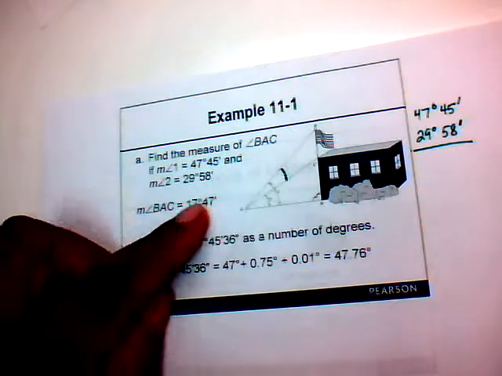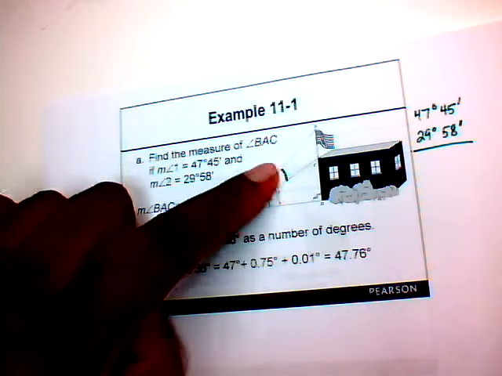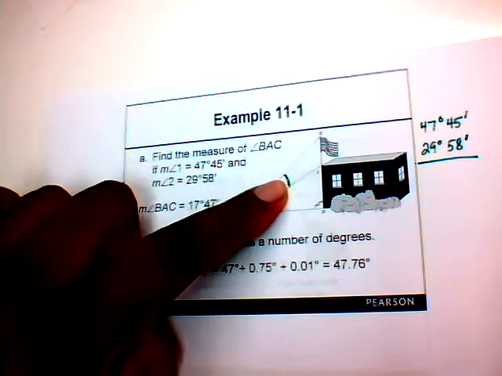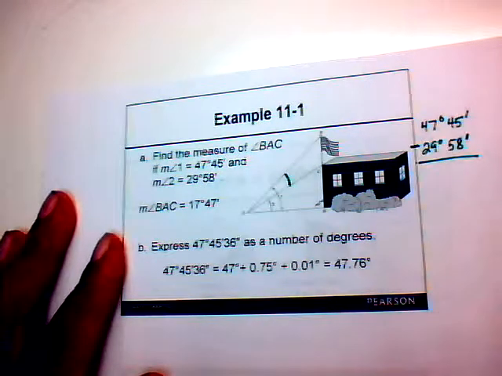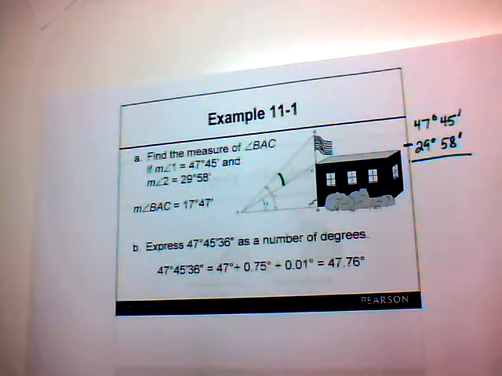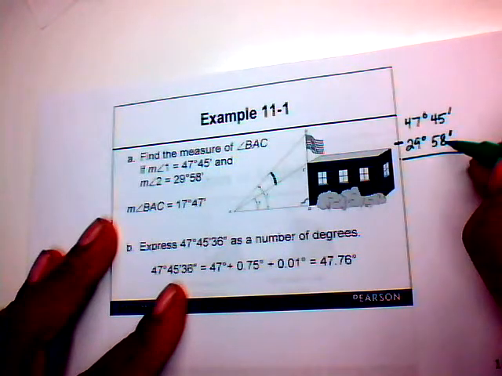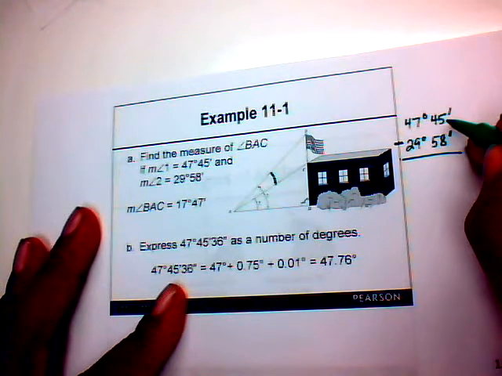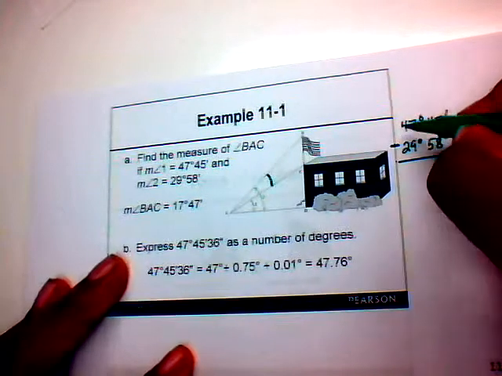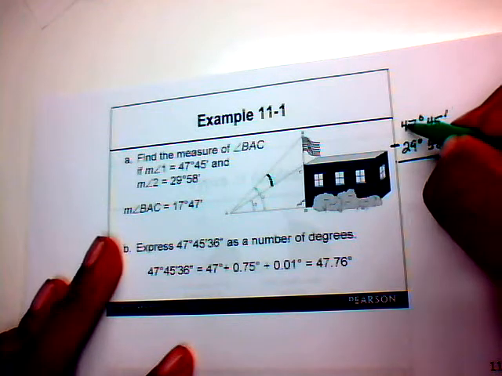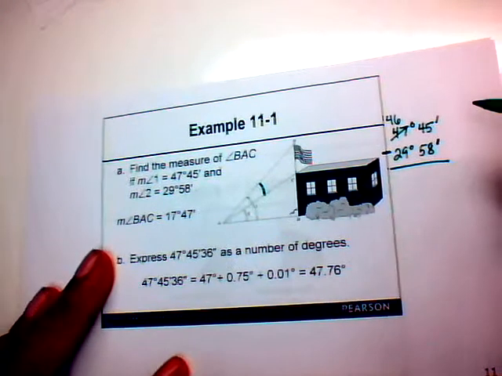Here we have a whole angle that we know, and part of the angle given to us, but we want to find the upper part. So we have to subtract these two angle measures. We cannot subtract 58 from 45, so we have to do a little regrouping. We take 1 degree from the 47 degrees, leaving 46 degrees.